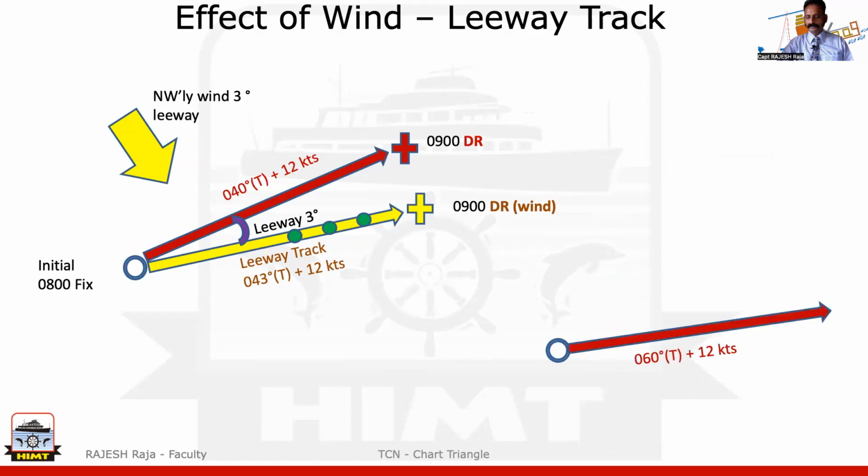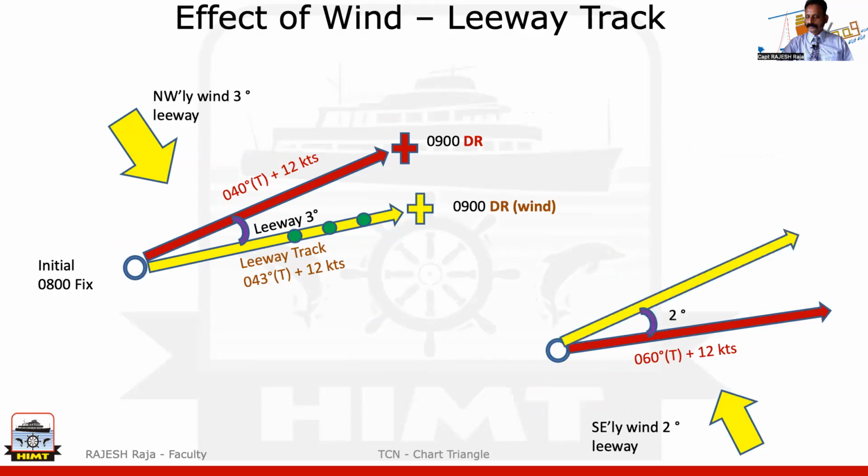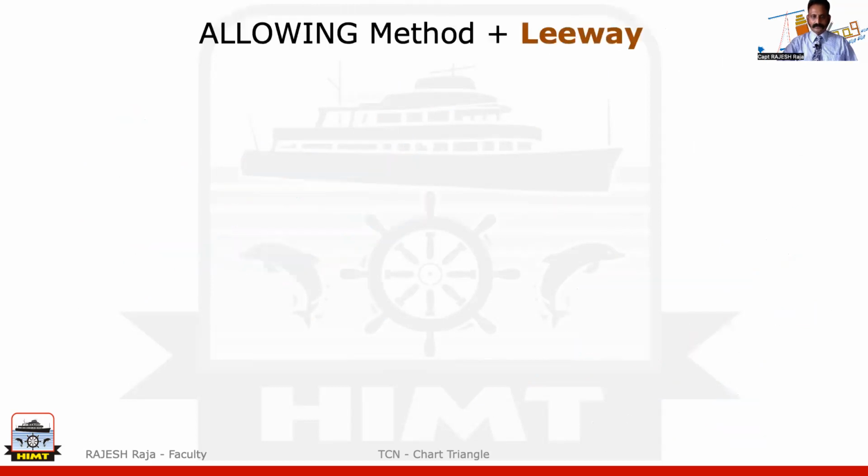Let us say vessel was steering 060. Wind is coming from southeasterly direction, 2 degrees. So your leeway track is going to be 2 degrees off. So 058 and 12 knots. End of the day, you will be facing like this. Your positions will be on your leeway track and you will reach your DRW. So this is just one more example of how the wind is going to affect.